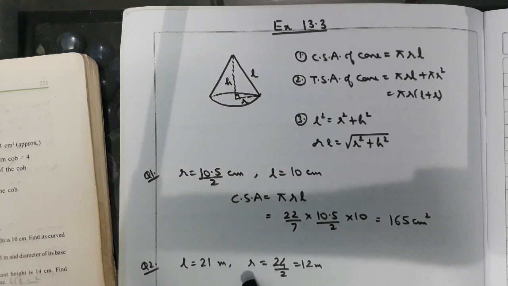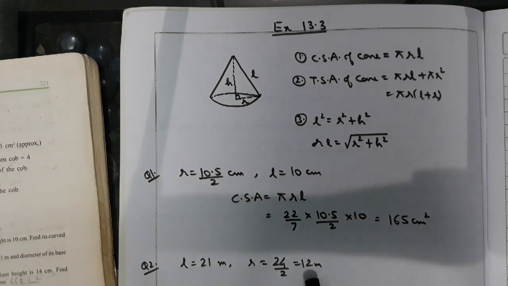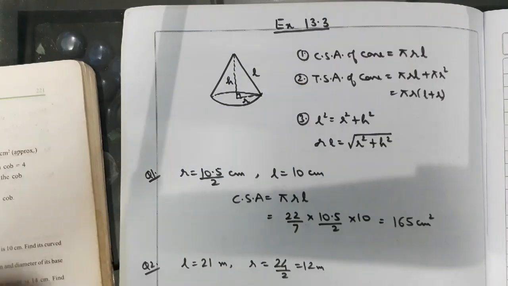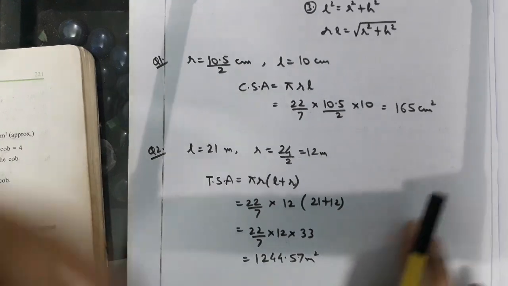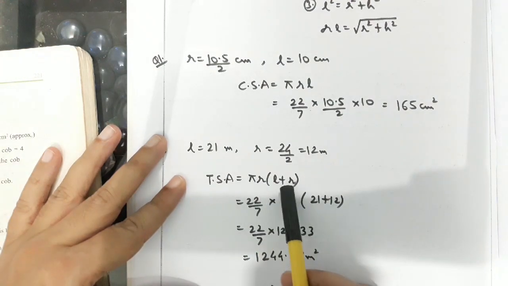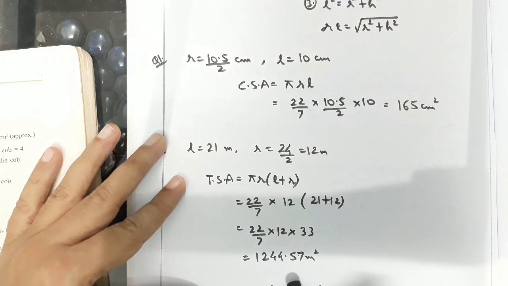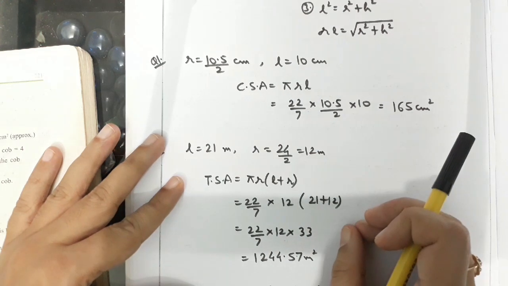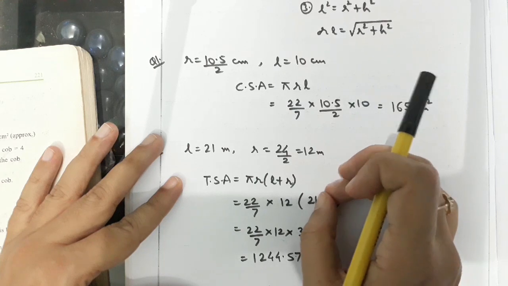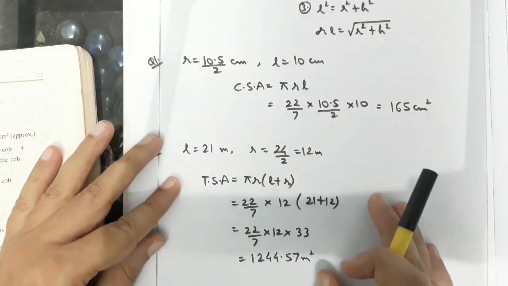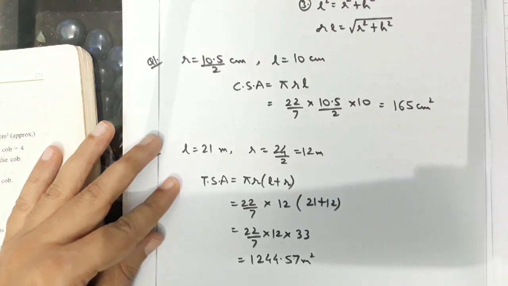In the second question, slant height is given to us as 21 meters and radius is half of the diameter, so 24 by 2, which is 12 meters. And we have to find out the total surface area of the cone. Again, total surface area is pi r into (l plus r). We substitute the values of r and l in this formula and do the calculations. So in this question also you only have to substitute the values and solve it. This question also you will do on your own.